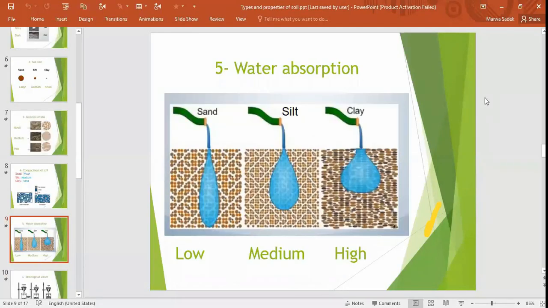Water absorption. Which one of them absorbs more water: sand, silt, or clay? Yes, correct, clay. Clay absorbs more water, so it is high in absorption of water. Silt is medium in absorption of water, but sand is low in absorption of water. Okay, guys?